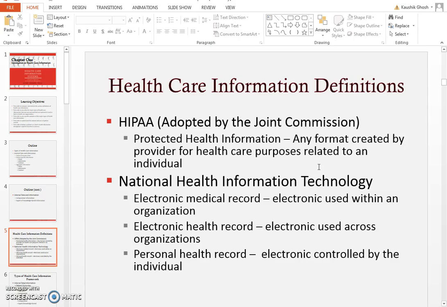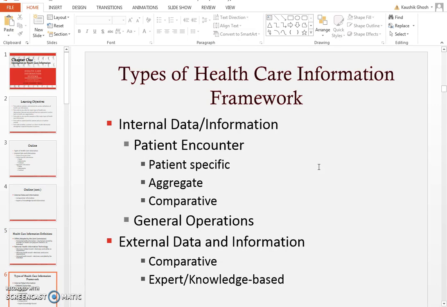HIPAA especially comes into action where we have a lot of patient data floating around as digital information, whether it's in an EMR or electronic health record systems that you may have read about or will read about, EMR meaning electronic medical records. Then we talk about internal data and external data.